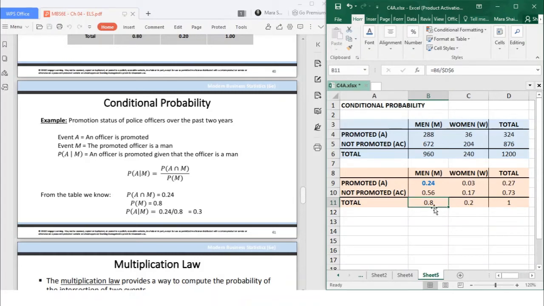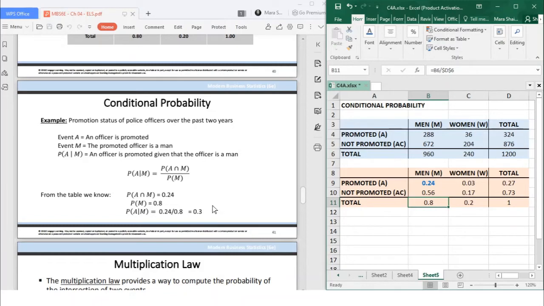If we get the conditional probability, the intersection of A and M divided by the probability of M, we have a probability of 30%. So meaning there is a 30% probability that you will be promoted if you are a man. Do you get it? There is a 30% probability that an officer is promoted given that he is a man. That is a 30% probability that he will be promoted if he is a man.